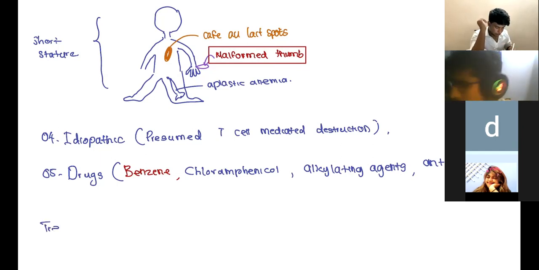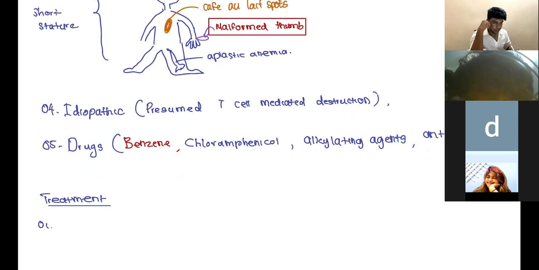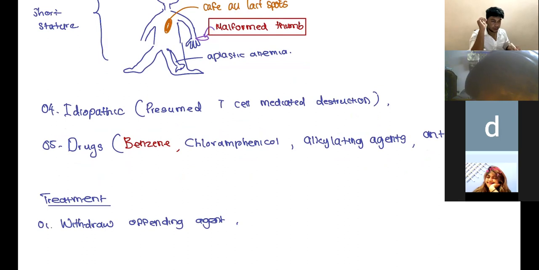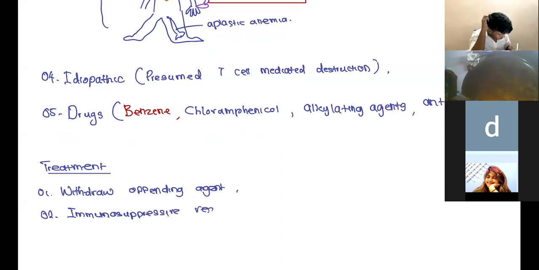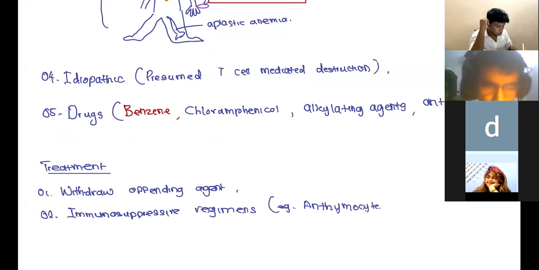Next, let's talk about the treatment. The final part of this topic, the treatment. First, you need to withdraw the offending agent. Whatever is causing it, you try to stop that. Okay. Then immunosuppressive regimen, such as antithymocyte globulin or cyclosporine.